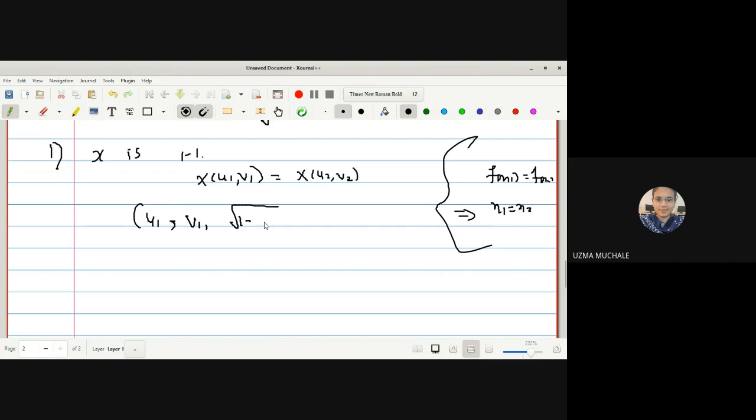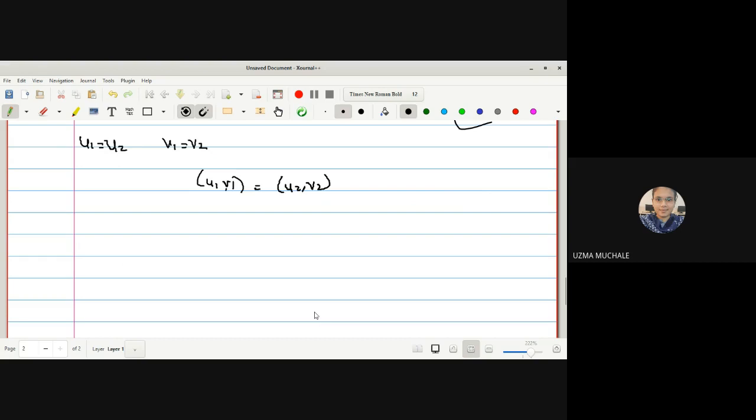And the third coordinate is 1 minus u1 square minus v1 square, which is equal to, again, we have u2 and v2 under root of 1 minus u2 square minus v2 square. Okay. Now by taking coordinate-wise equality, you can get u1 is equal to u2 and v1 is equal to v2. And hence I can say that (u1, v1) is equal to (u2, v2). So hence we proved the 1-1 condition.